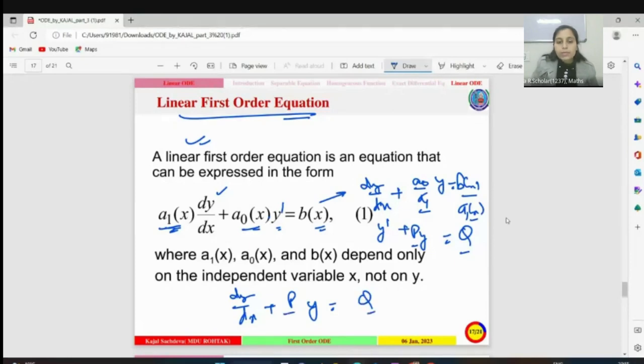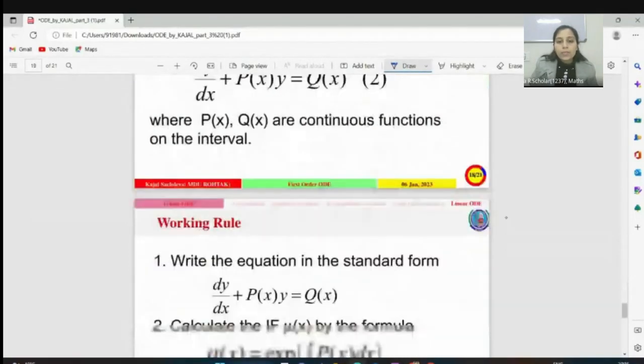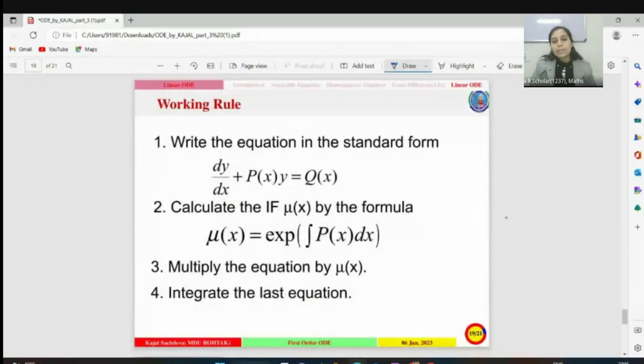So if you see any equation of this type, where P and Q are some function of x, this is the linear first order equation in y. This is a linear in y equation. Similarly, we can write a linear in x equation, just change y by x and x by y. In this case, we can find the solution in this manner. Just write the equation in standard form.